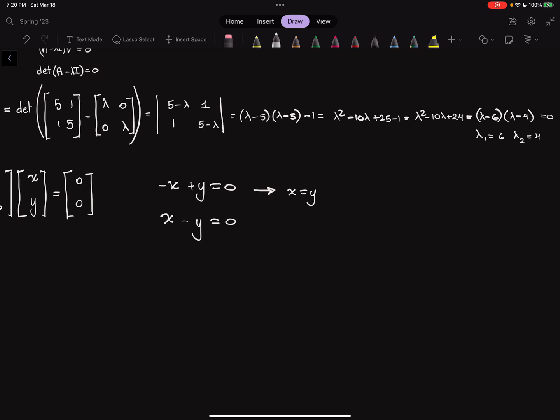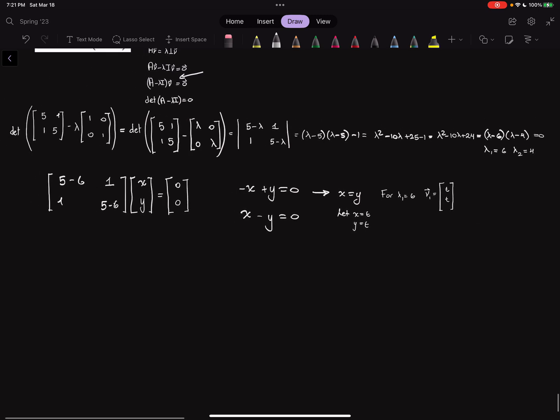We have that x is equal to y, which means that for lambda 1 of 6, the corresponding eigenvector is 1, 1. Or in other words, we're saying let x be equal to t, then y is also equal to t. So here we have a vector t, t, and we can assign any value, which includes 1, 1. And that gives us the first eigenvector.